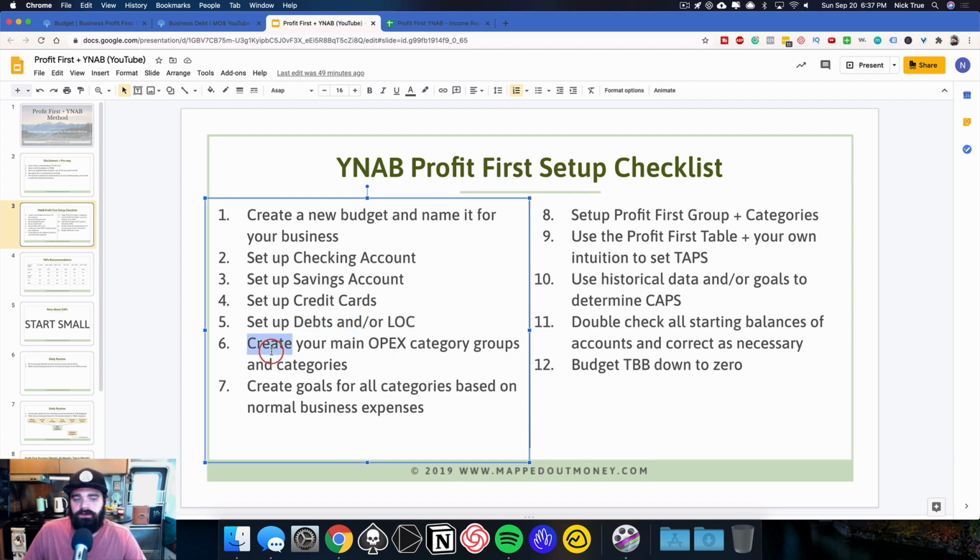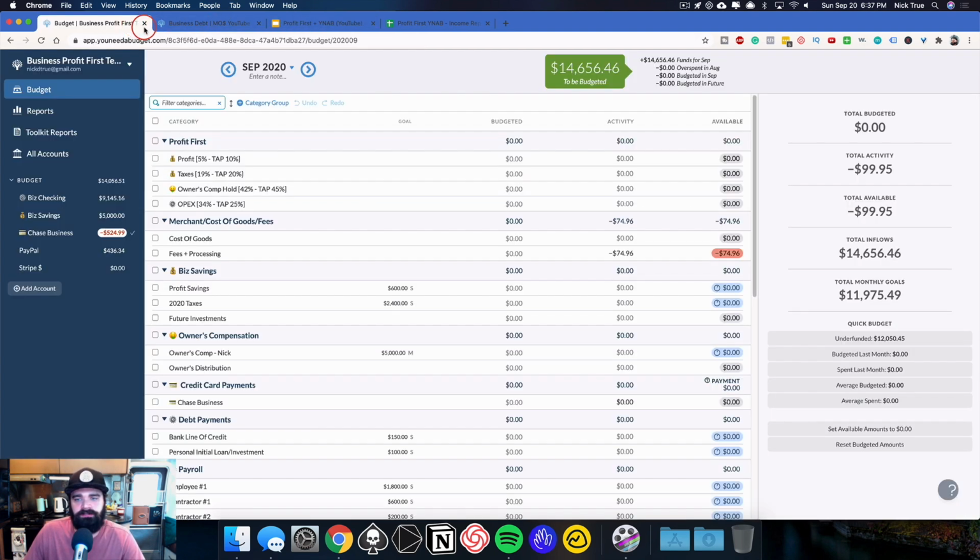Now we're ready to move on to our main category groups. This is where we're going to start implementing some of our Profit First system. Now, I've already done this, so I'm going to hop over now to this other template, and we're going to work from here. So you can see that I've got a business checking, business savings, a Chase business credit card, and then I've also added our PayPal and our Stripe accounts.